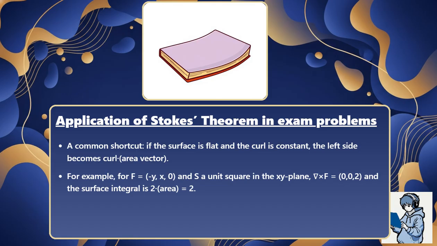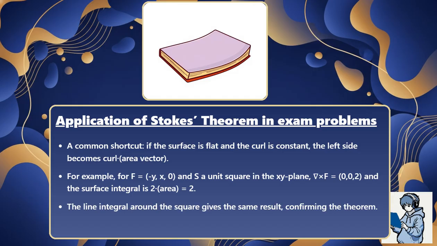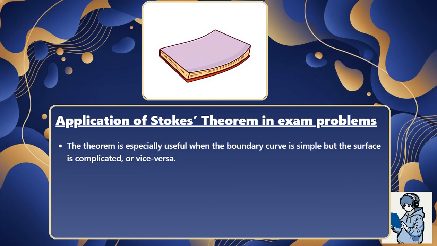For example, for f equals (negative y, x, 0) and S a unit square in the xy plane, nabla cross f equals (0, 0, 2) and the surface integral is 2 times area equals 2. The line integral around the square gives the same result, confirming the theorem. The theorem is especially useful when the boundary curve is simple, but the surface is complicated, or vice versa.